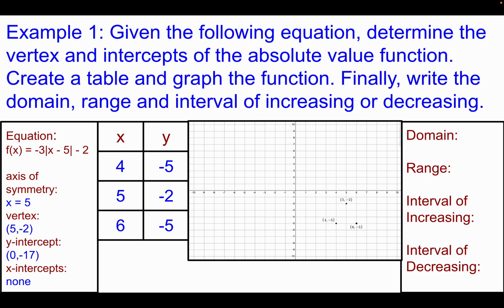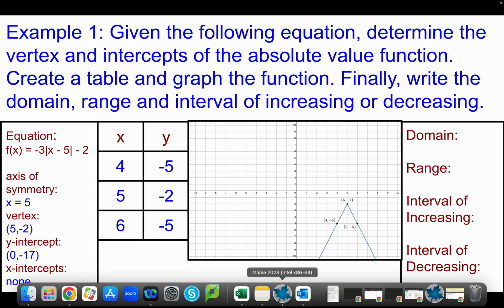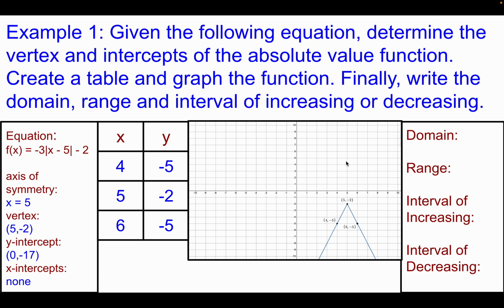Okay, so now I'm going to plot my points. I've got 5, negative 2; 4, negative 5; and 6, negative 5. And I will draw the graph through those points.